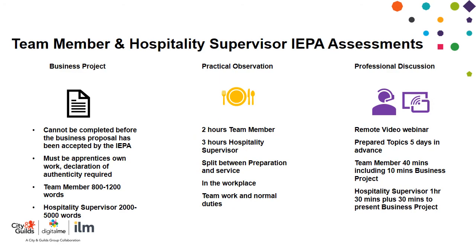For team member and hospitality supervisor, the assessments all occur in the same order. The business project is assessed first. This has to be uploaded by yourselves to the EPA portal at the time agreed in the initial meeting. After the business project has been completed and assessed, the practical observation then takes place. And finally, the last assessment is the professional discussion.